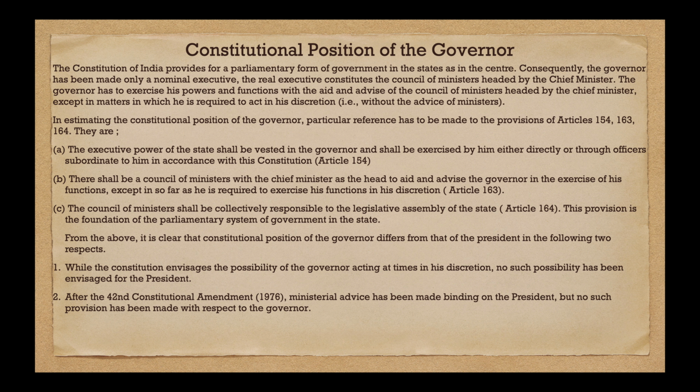From the above, it is clear that the constitutional position of the governor differs from that of the president in the following two respects. 1. While the constitution envisages the possibility of the governor acting at times in his discretion, no such possibility has been envisaged for the president. 2. After the 42nd Constitutional Amendment 1976, ministerial advice has been made binding on the president, but no such provision has been made with respect to the governor.